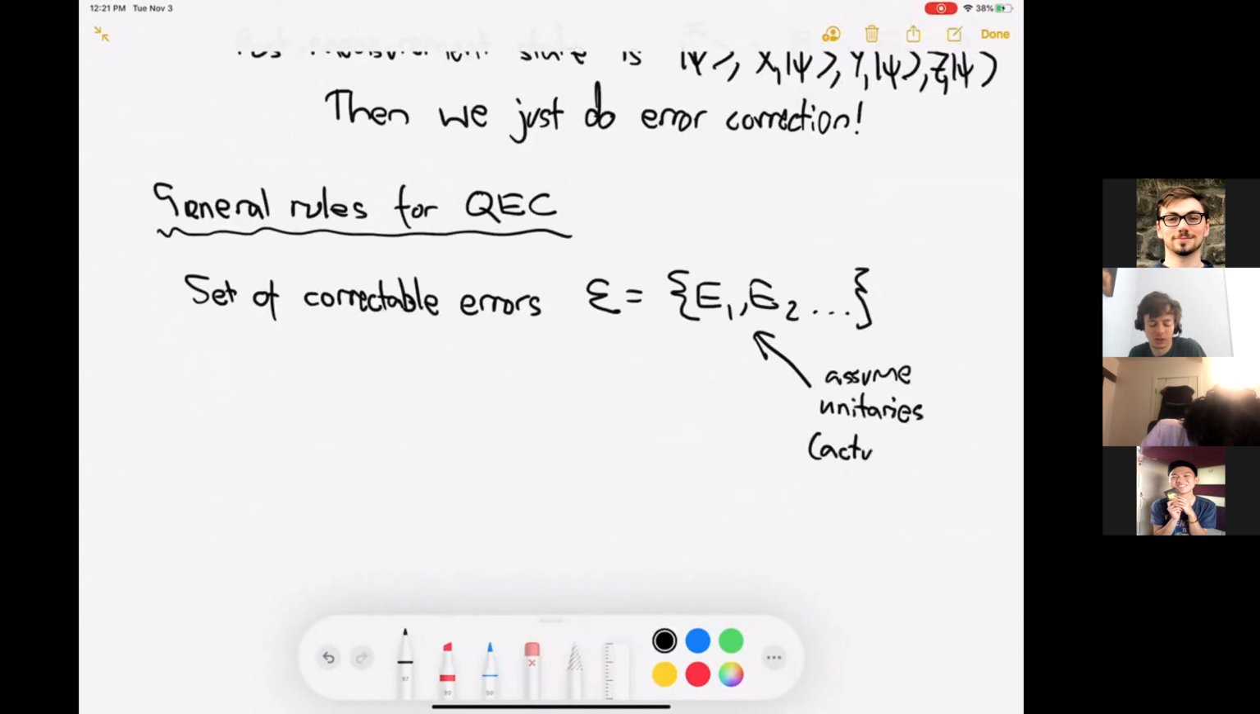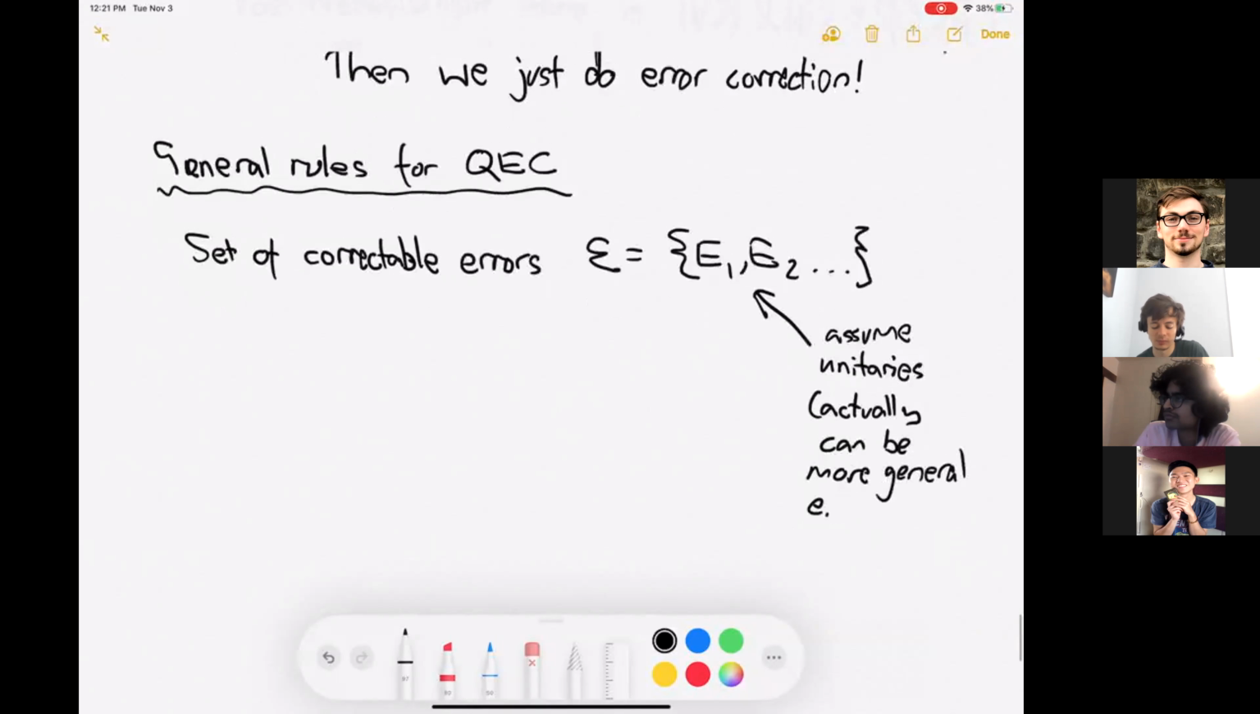Actually, as we just saw with a quantum channel, what you really want to be correcting is the different Kraus operators. So if you're allowing decoherence with the environment, then it can be more general. And it doesn't change the statements we're going to have really.